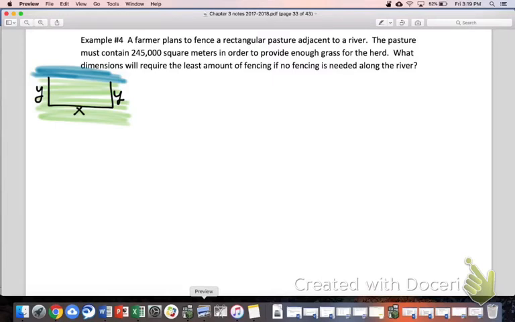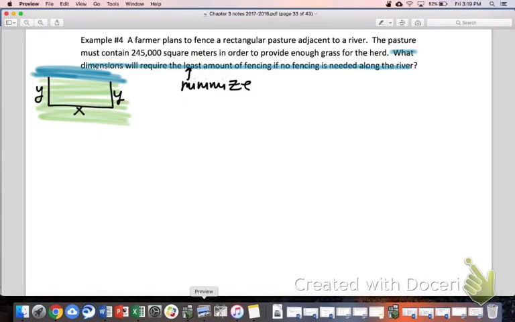Okay, so now that we have drawn this picture, we need to decide what it is that we are trying to optimize here. So I'd encourage you to take a minute and look at this right here. It says, what dimensions will require the least amount of fencing if no fencing is needed along the river? That word least hopefully will make you think a little bit about what we're trying to do here. We are trying to minimize the amount of fencing, and I hope this makes sense why someone would be interested in this. Of course, the less fencing you use, the cheaper it's going to be, probably.